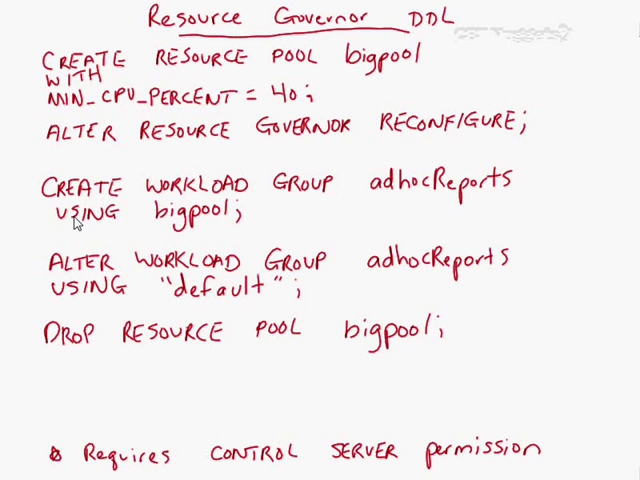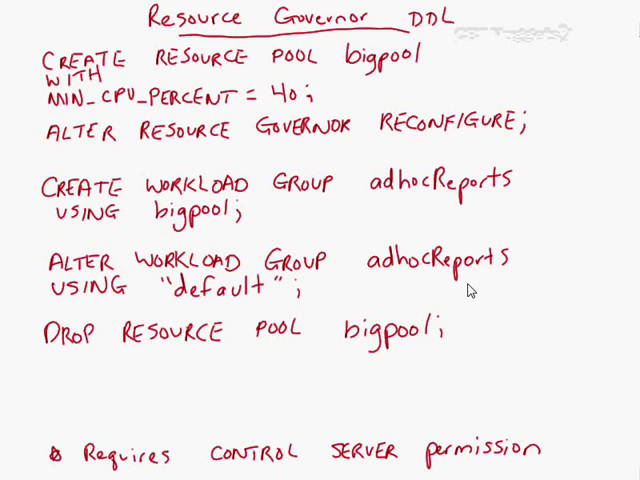In this second statement right down here, we have create workload group. We're giving it a logical name, call it anything you want, and we specify which resource pool we're using. So here it's using big pool. So essentially this is binding the ad hoc reports workload group to the big pool resource. Then we have an alter workload group ad hoc reports, and we're setting this back to the default. So I'm just showing you how you can change the resource pool that a workload group is associated with.